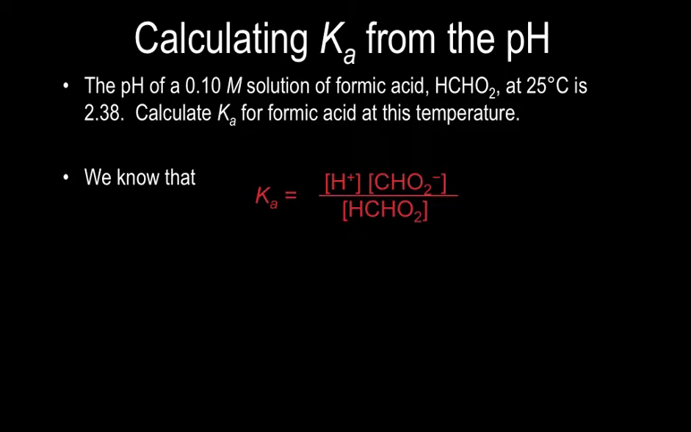This first one says to calculate the Ka from the pH. They're giving us the pH of a 0.1 molar solution of formic acid, which is HCHO2, at 25 degrees, is 2.38. And they want us to calculate the Ka for this acid at that temperature.